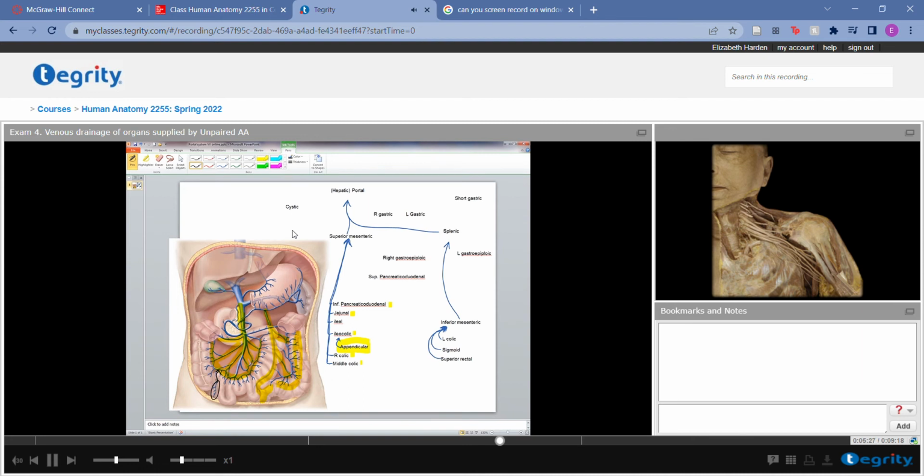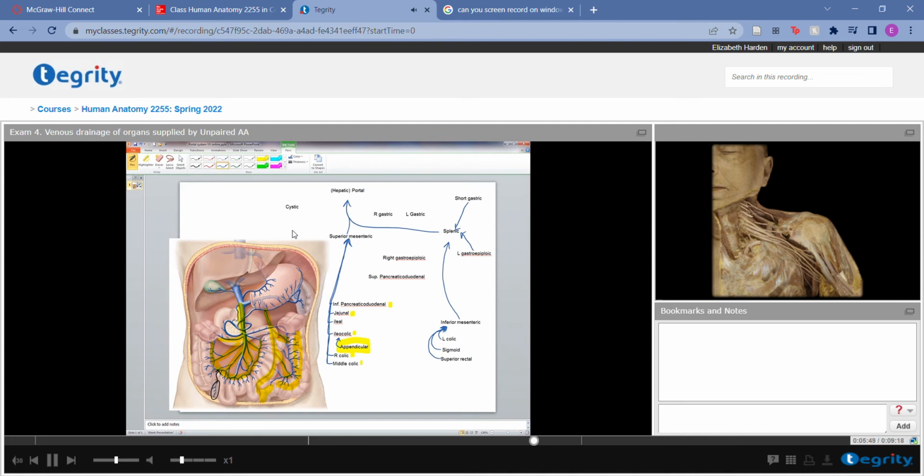If you recall, the splenic artery is going to, of course, supply the spleen. Splenic artery gives off short gastric, which supplies the fundus, and the left gastroepiploic artery, which supplies the greater curvature. Well, those veins, of course, are going to drain those same areas, and again, you can switch the arrows. So the short gastric vein and the left gastroepiploic vein are going to go right back into the splenic.